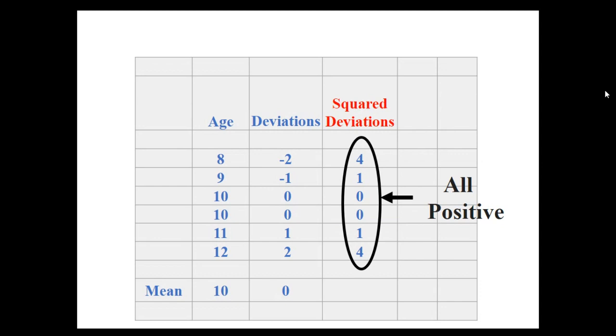And I want you to notice that all these squared deviations are positive, because when we square a number, we always get a positive number. If we multiply a negative times a negative number, we get a positive number. If the deviation is positive, a positive number times a positive number gives us a positive number. So squared deviations are always positive. And that's another way to check your work. If you end up with a negative number under squared deviations, that tells you there's a math mistake there.